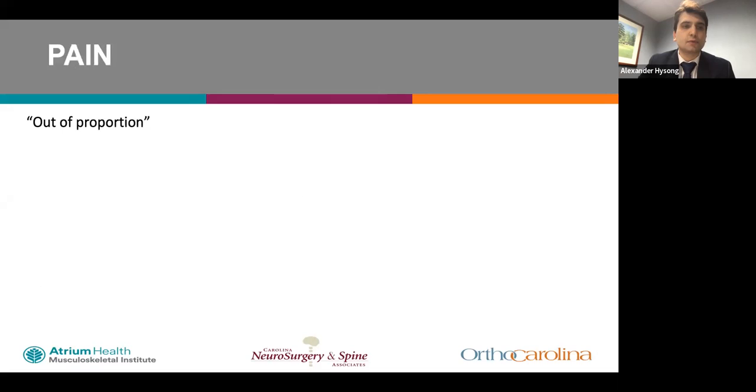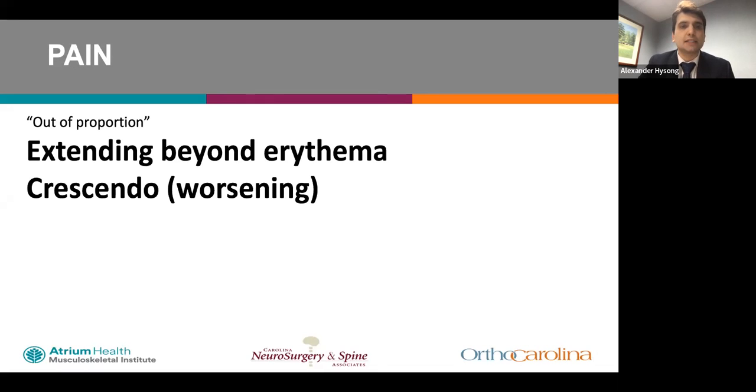And often it's reported as pain out of proportion. And that can be kind of ambiguous, but I mean, we know it when we see it. But some objective terms that you can associate with that are pain extending beyond the area of erythema and the area of swelling in the lower extremity, and crescendo pain or worsening pain. We know this is a progressive injury and it progresses quickly. So that's a very important finding when we're evaluating these patients.